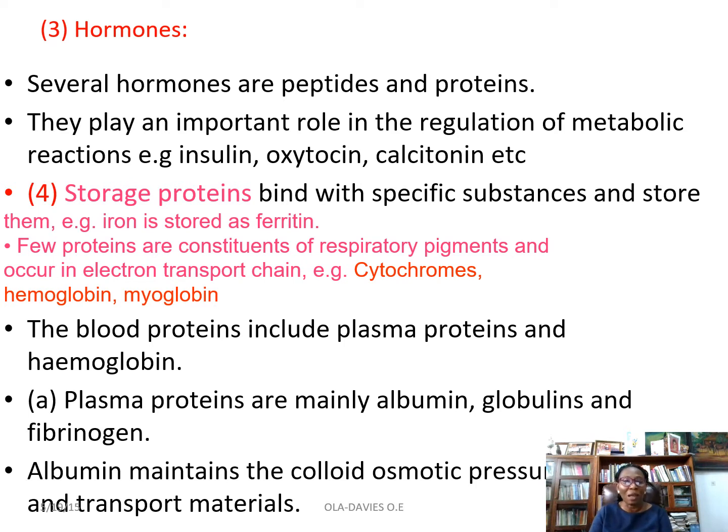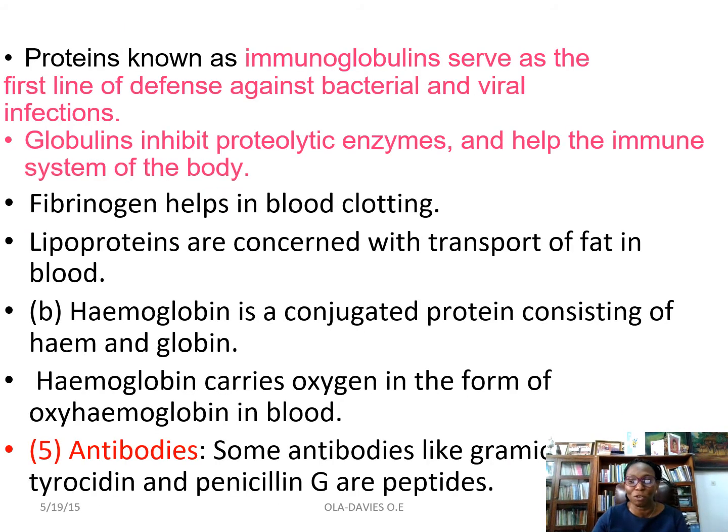Oxytocin helps at the point of parturition. Calcitonin is effective in calcium metabolism. Insulin is a major hormone of carbohydrate metabolism. And all these are peptide hormones. They are majorly made up of amino acids.